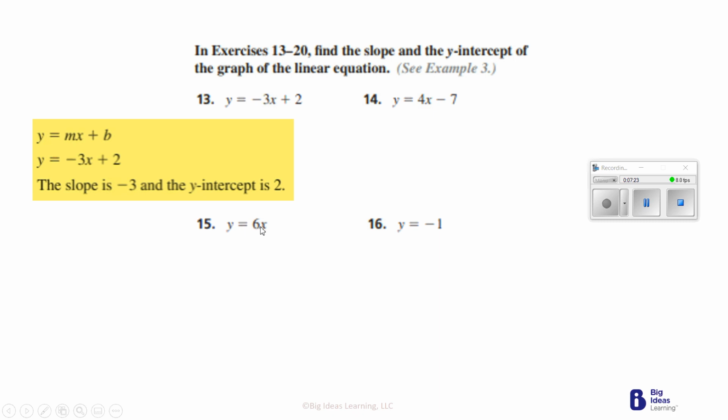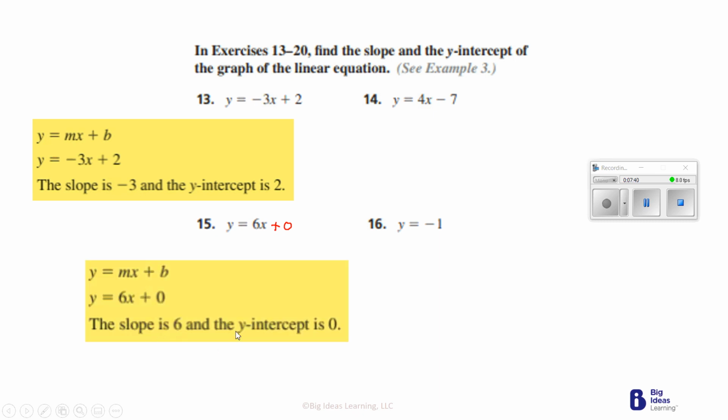On this, we have y equals 6x. You might think, hey, where's the b? But remember, we could say this is plus 0. So the y-intercept is 0, and then the slope is actually 6. So the slope is 6 and the y-intercept is 0. All right?